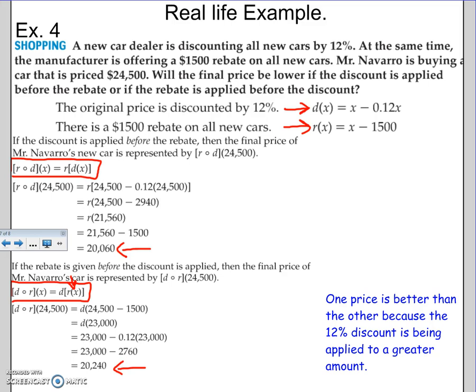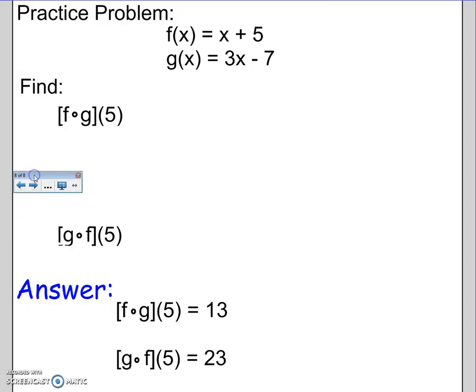So does that make sense? And it does. Right here's the explanation. One price is better than the other because the 12% is being applied to a greater amount. You'd rather have, say, 10% off $1,000 than 10% off of $100, right? Because if it's 10% off 1,000, that's bigger. It's a bigger savings.